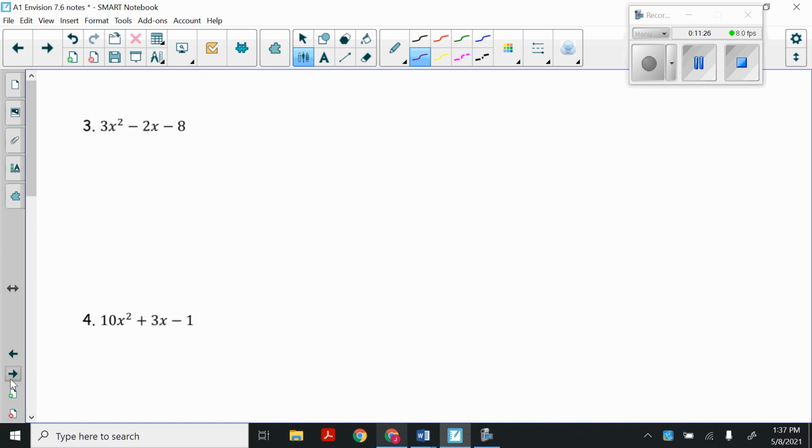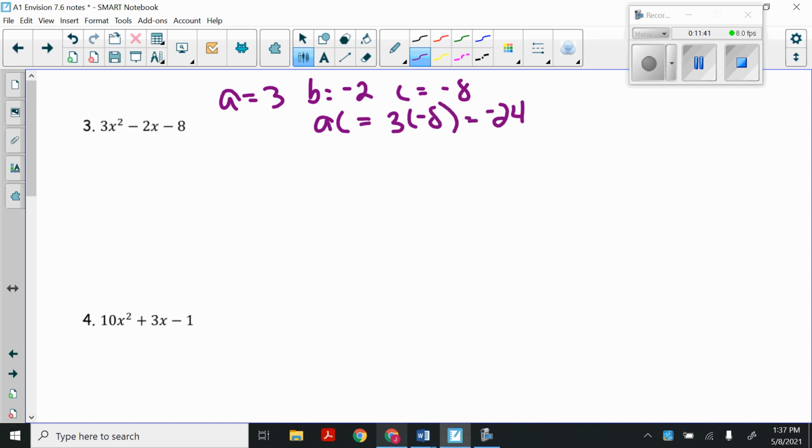So next set, number 3, 3x squared minus 2x minus 8. Again, identify A as 3, B is negative 2, C is negative 8. AC is 3 times negative 8, which is negative 24. What can I multiply together to get negative 24? I know negative 8 and positive 3, that's what I just did.